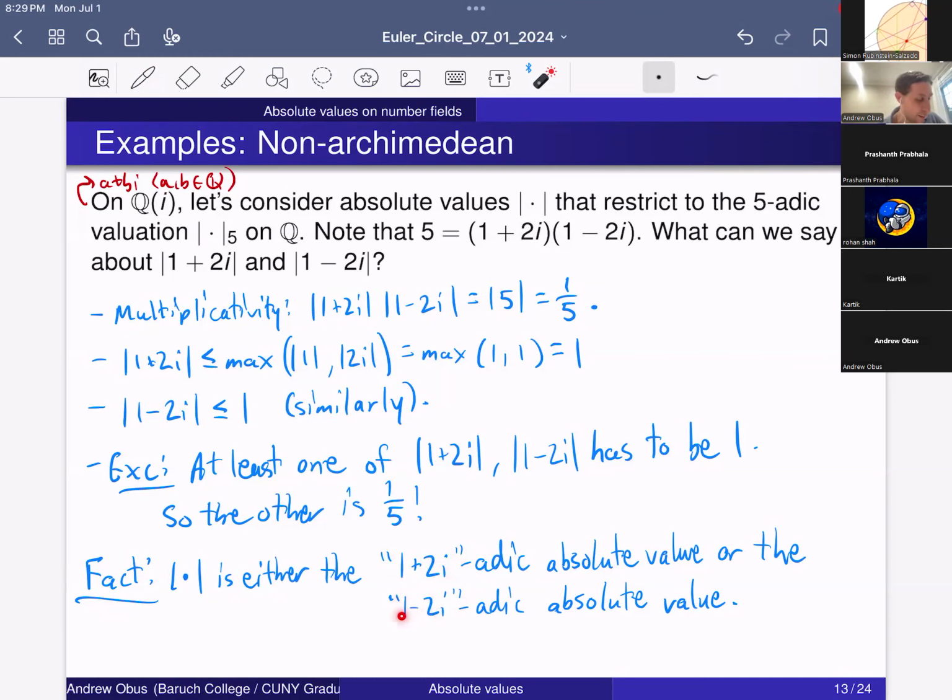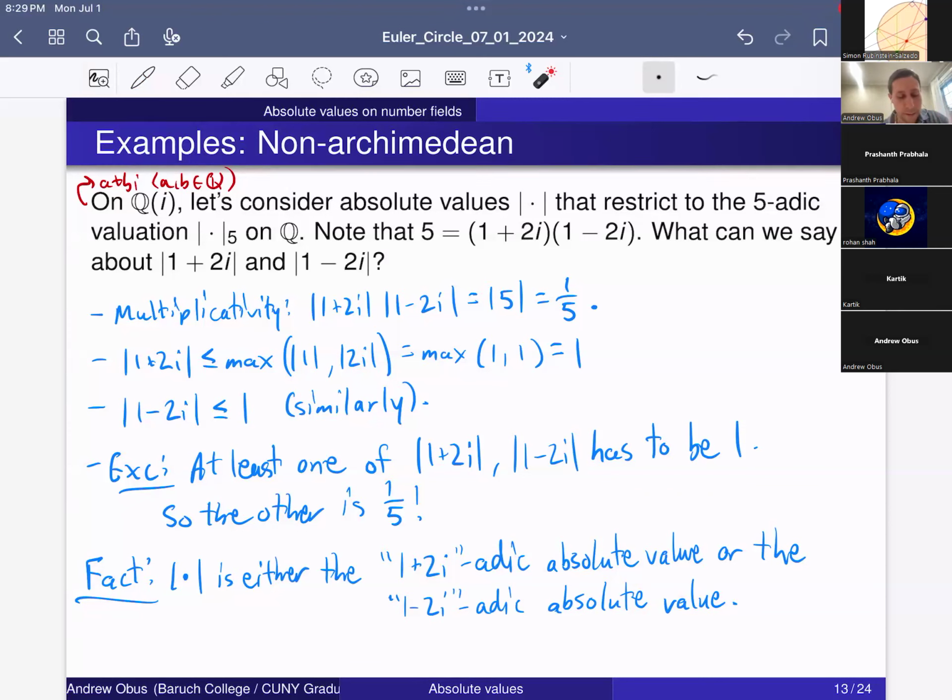Here, you do the same thing, but you pull out as many factors of 1 minus 2i as you can. So it turns out that these are the only two absolute values that restrict to the 5-adic valuation on Q. And in general, if you have a given valuation on Q, there's only going to be finitely many valuations on the Gaussian integers or on any number field that restrict to that valuation.